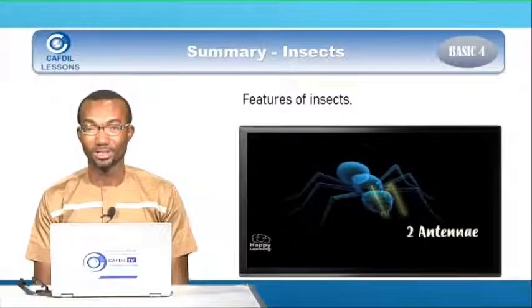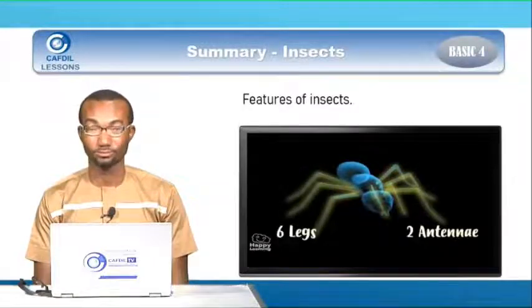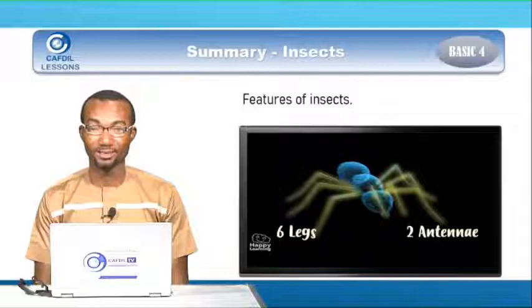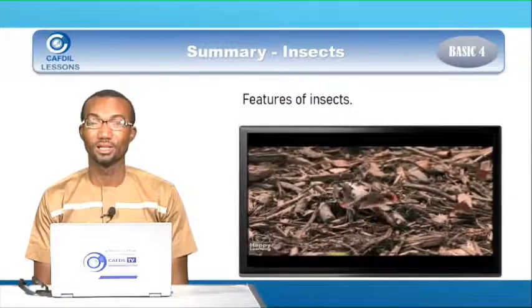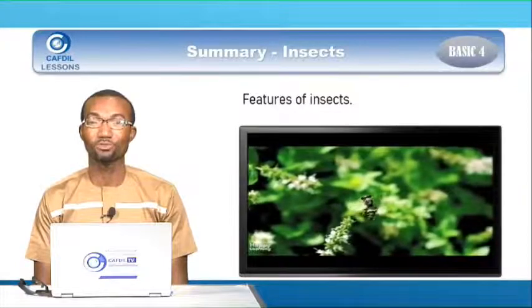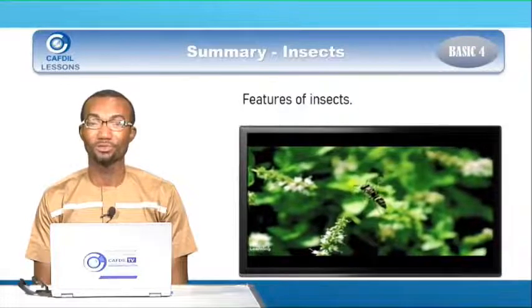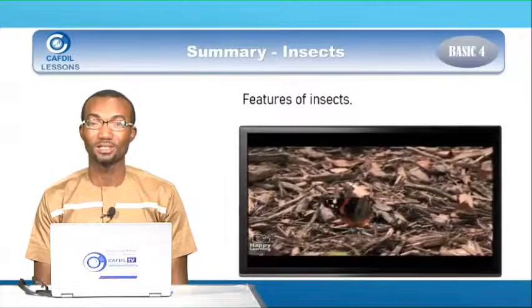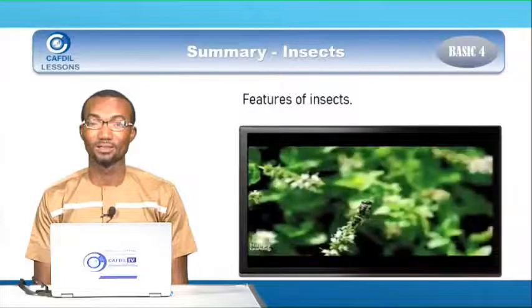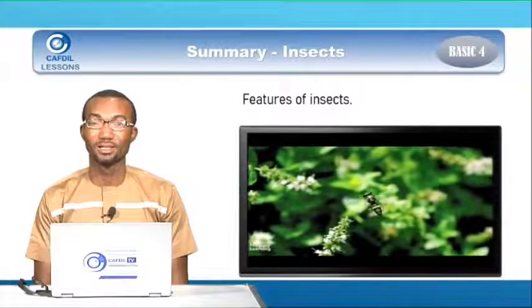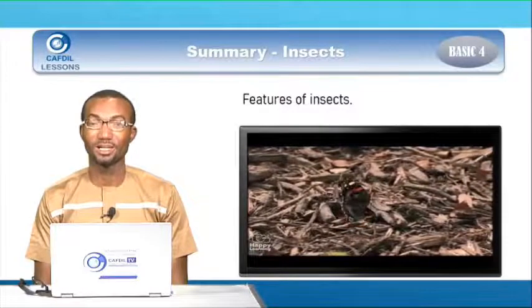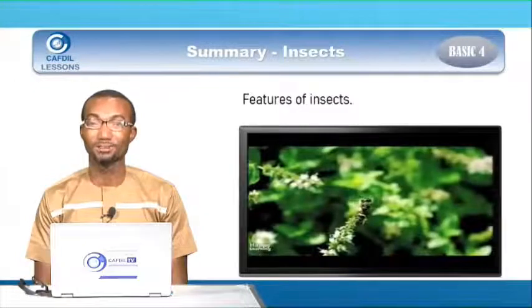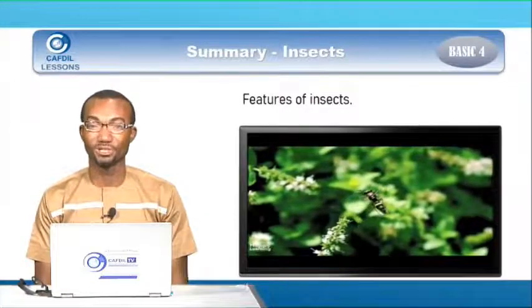They have 2 antennae they use as a sense organ, and then 6 legs. They use the antennae as a sense organ to see and feel things around them. You also said they have wings to fly. 2 wings to fly. As you see this butterfly flying with 2 wings, and this fly too, flying with 2 wings. You also said they have compound eyes that help them to have larger view of objects from far.